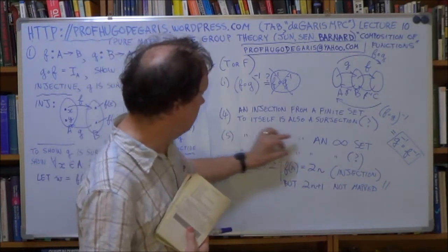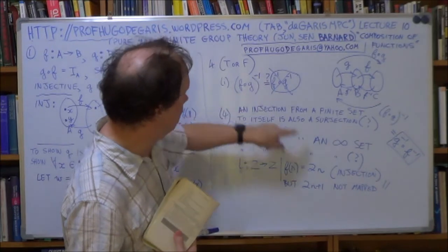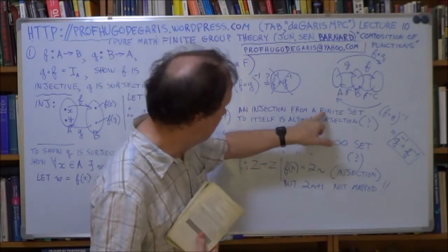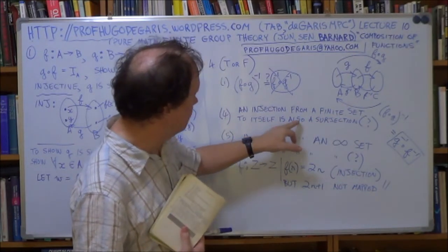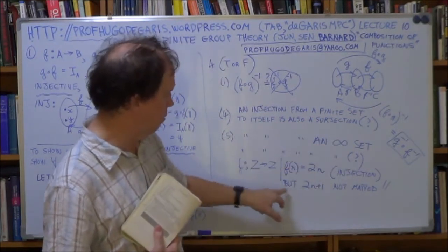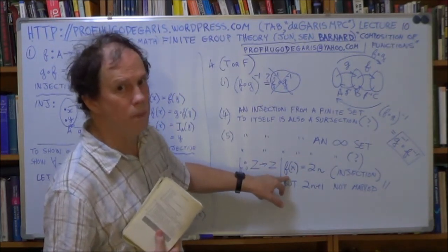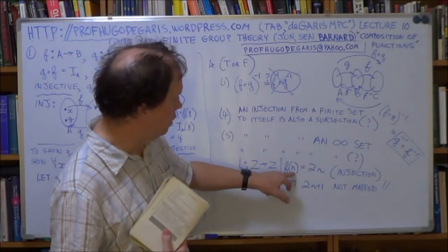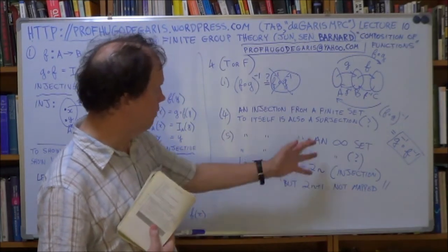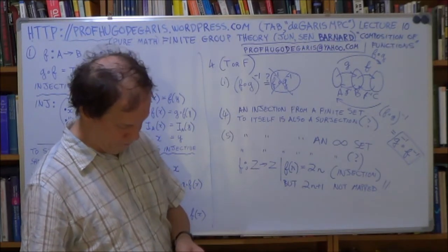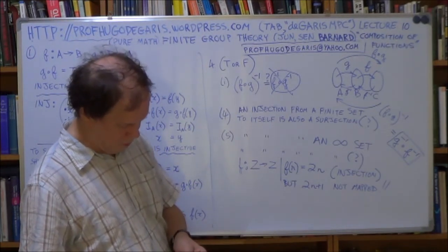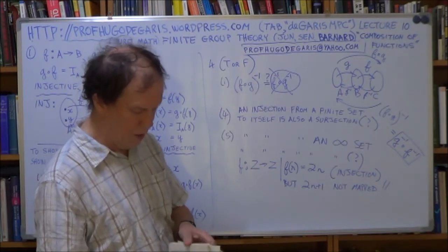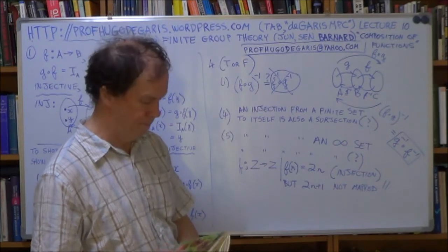So this statement 5 here, you can read it and just change these words. An injection from an infinite set to itself is also a surjection. No, because we found a counterexample. This function f that just doubles your integer, f of n is 2n. Right? Doesn't work. So that fifth question, an injection from an infinite set to itself is also a surjection, that statement is false. Right?